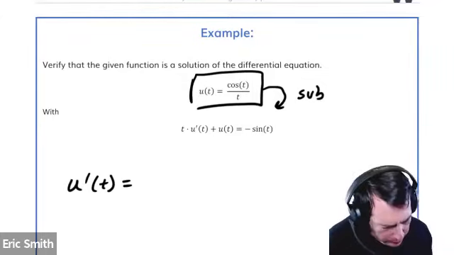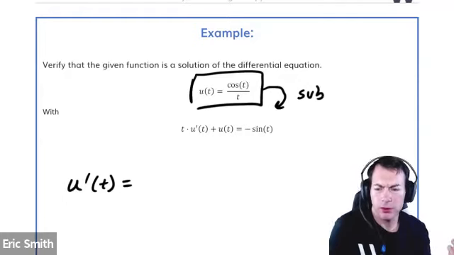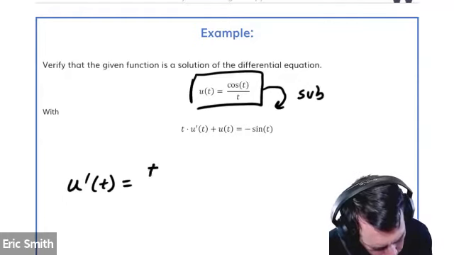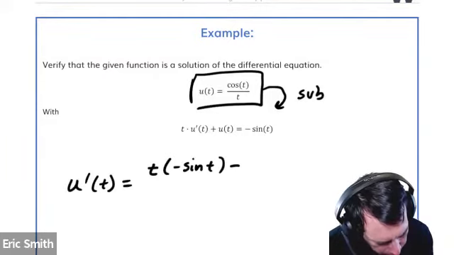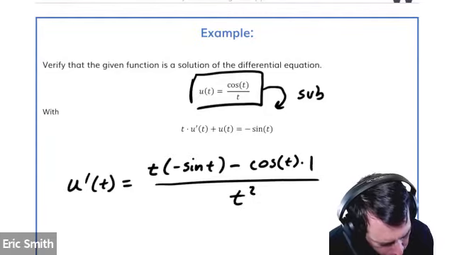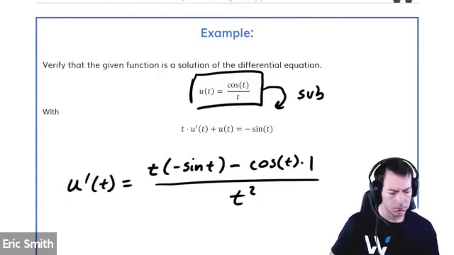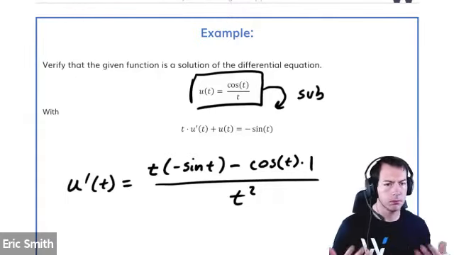All right, so let's see, how do we take the derivative of this? I think the quotient rule is going to work just fine. So low, derivative of the top, minus the top, and then the derivative of the bottom, all over the bottom squared. All right, so that would be the derivative.